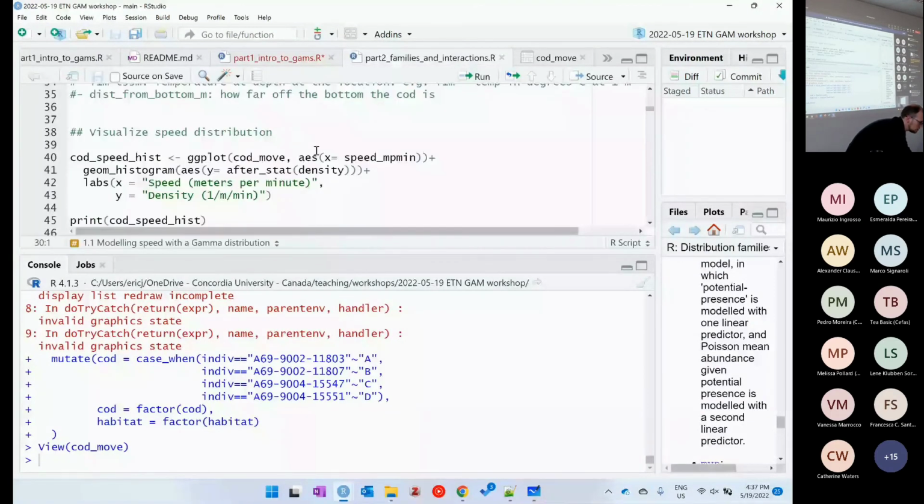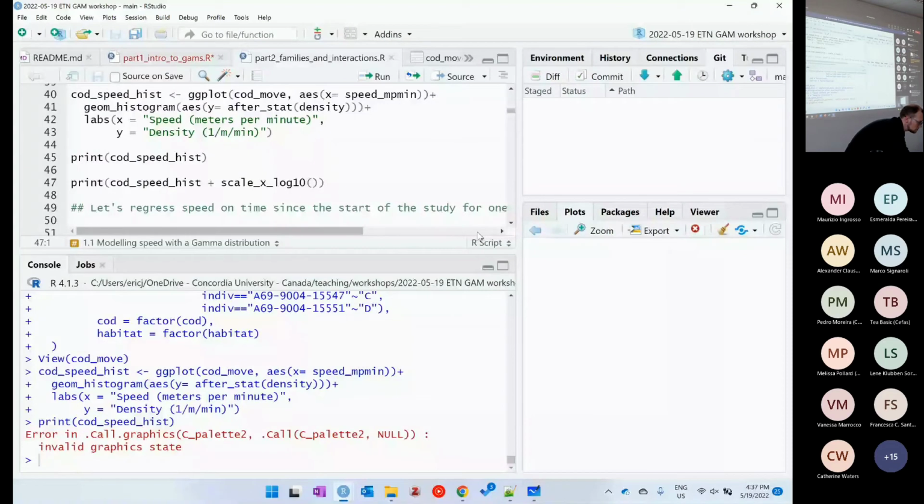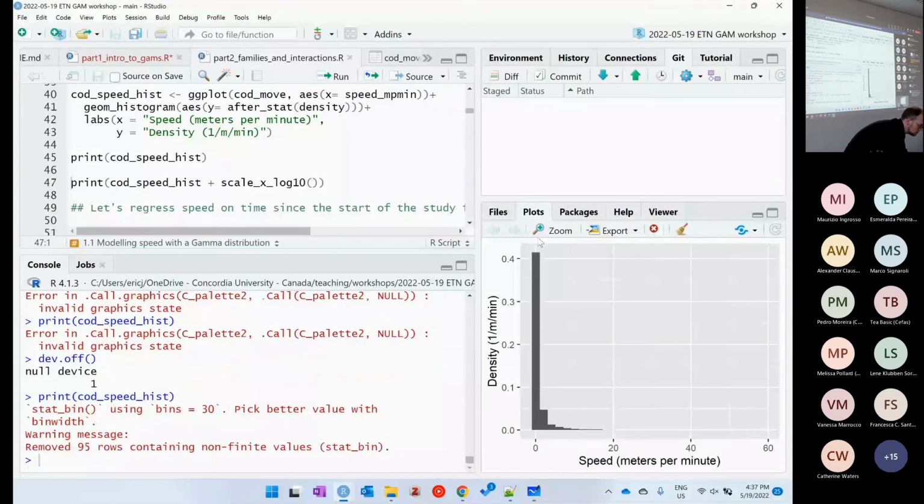So if we look at a histogram of, say, movement speed, there we go. What we see is a very long tail distribution, with a lot of values concentrated very close to 0. Although I made sure that none of these values actually were 0. There were, I think, 3 or 4 observations marked as 0 that I just added a very small amount to, because it doesn't make sense over these timescales for the cod not to have moved at all.